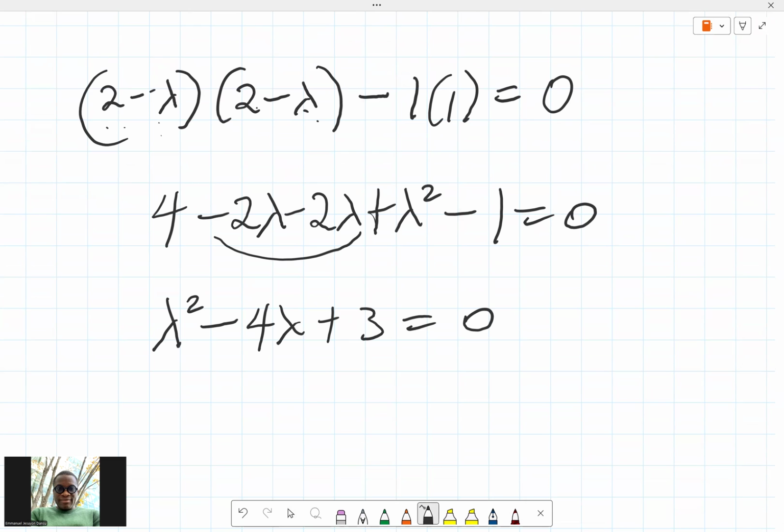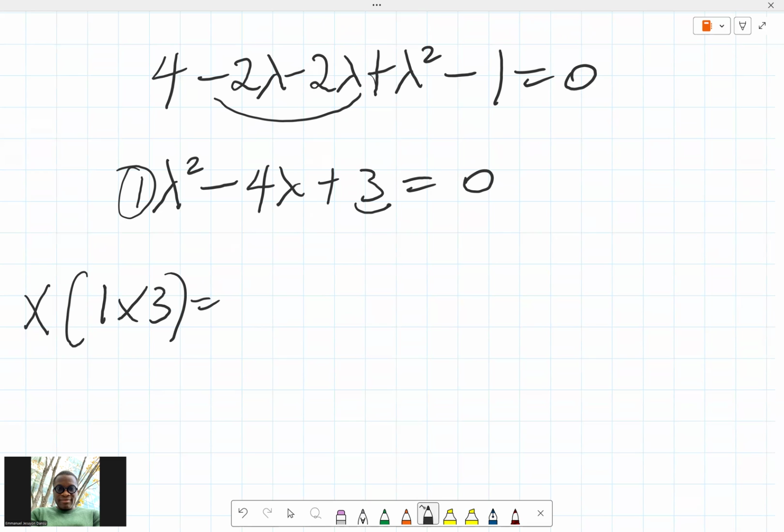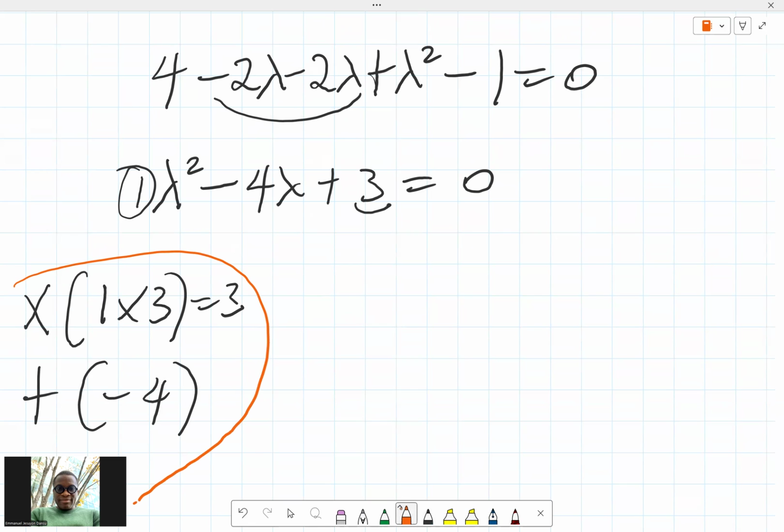So we can actually factorize. To factorize this, we need two numbers which when multiplied give the product of 1, the coefficient of lambda squared, and 3, which is 3. Two numbers you multiply to get 3, and that you add to get minus 4, which is in the center. That is what we should be looking for.